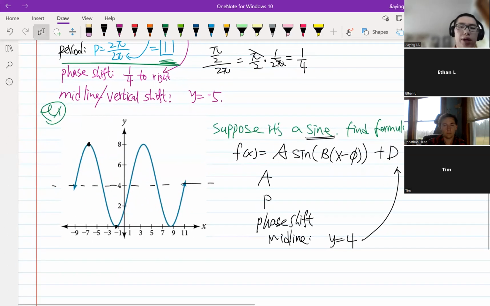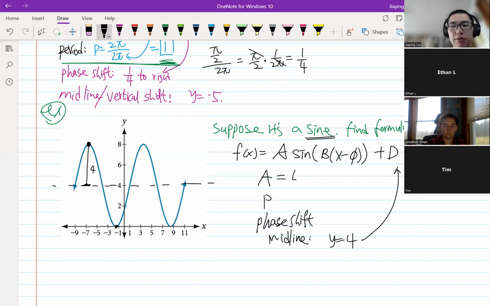And what else? Okay, if I know the midline, I can calculate the amplitude, right? Because that's just going to be the distance from highest to the midline, or from the lowest to the midline. So if this is my highest point at y equals 8, and the distance to this midline is 4 units, so a equals 4. Could it be -4 or +4? I don't know, but it's 4 for now. So that's going to help us find a.